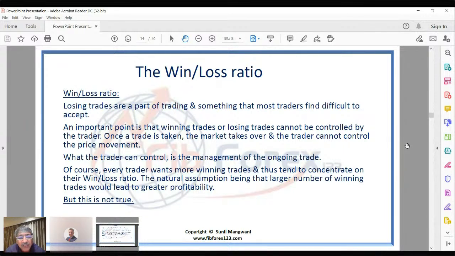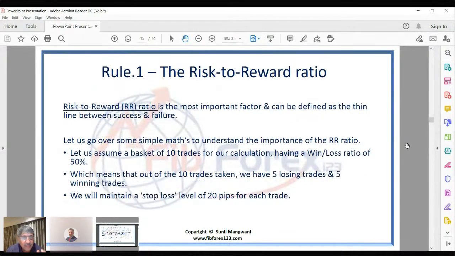That I need a better win loss ratio for my account to grow. So it's a natural assumption, but this is not true. And we're going to get into the mathematics of this. So, rule number one, risk to reward ratio.